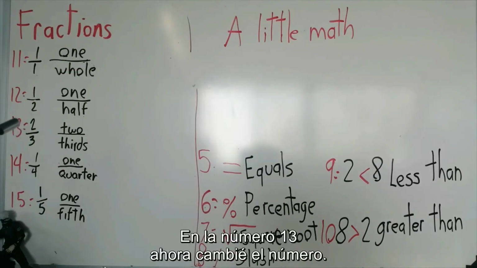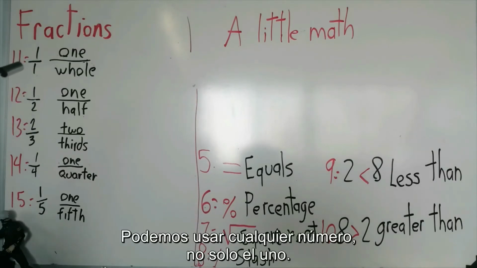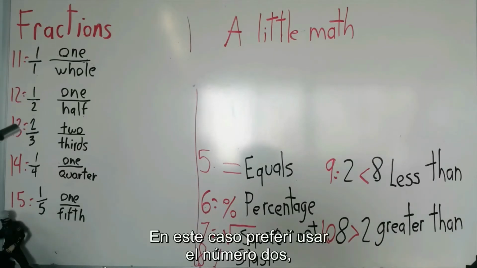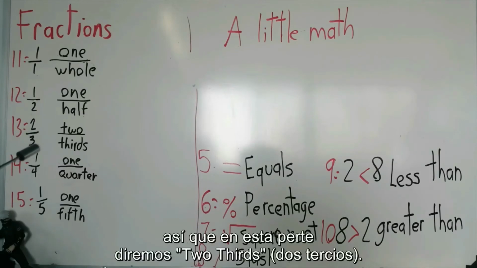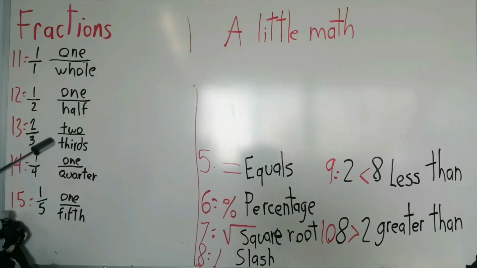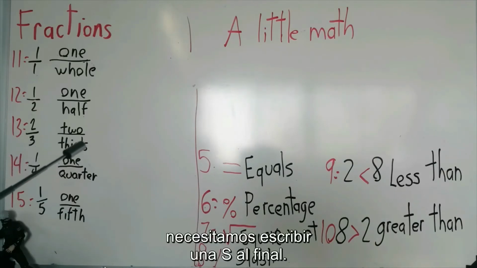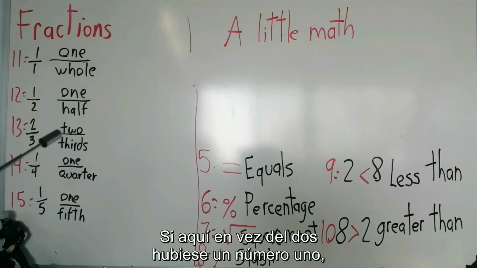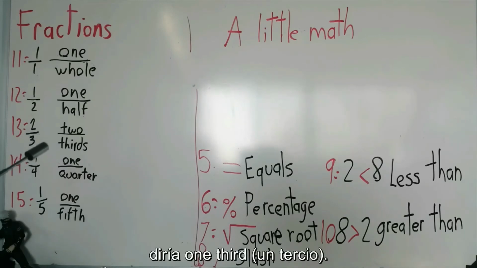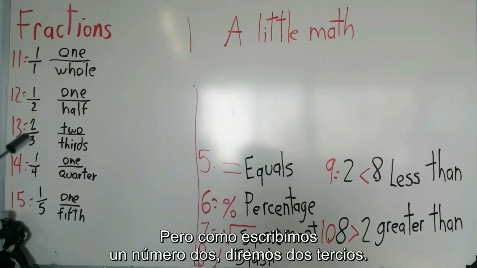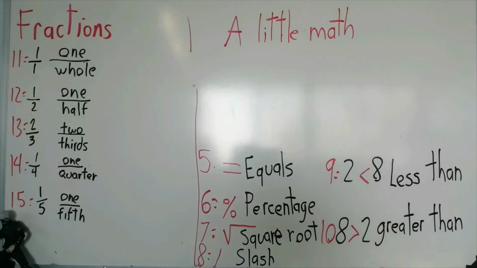Number 13. Now I changed the number. We can use different numbers, not only one. In this case, I prefer to write number 2. So in this part, we are going to say 2/3. Since we are saying 2, which means 2 or more, well, only 2, sorry, we need to add an extra S. If in this part we have number 1, it will say 1/3, un tercio. But since we have a number 2, we are going to say 2/3. Alright? This is easy, right?